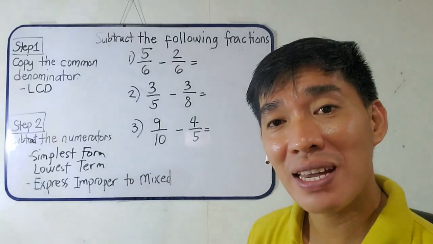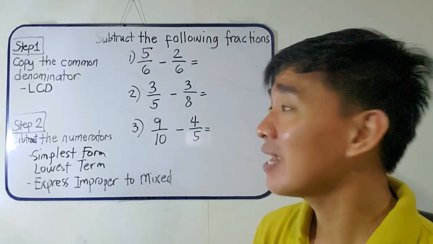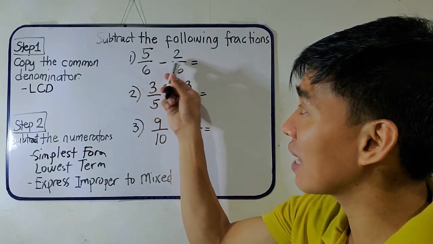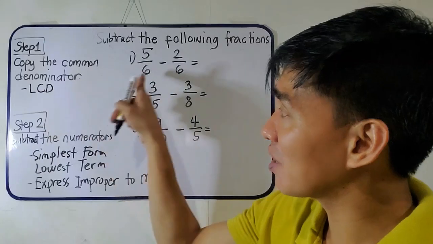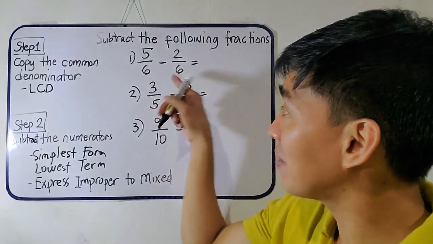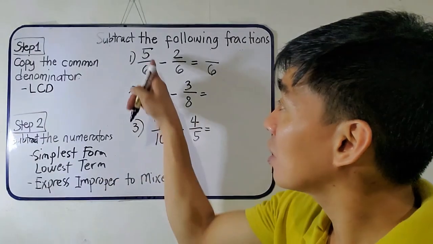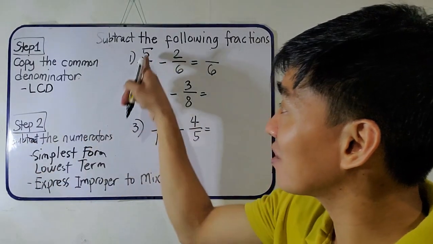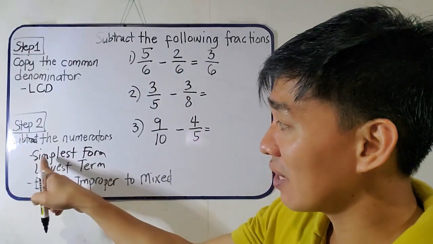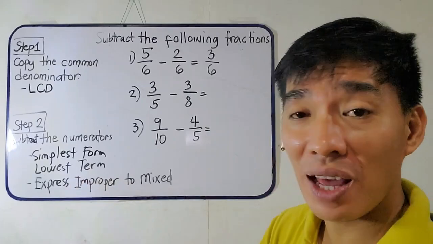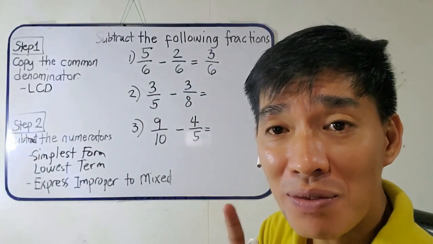Now let us look at the solutions and the answers of the following items. Let us now subtract 5/6 and 2/6. First step, copy the common denominator. I think they both have the same denominator, so they are common with 6. Then after that, you subtract the numerators. So 5 minus 2, the answer is 3. Next question, is the answer in the simplest form or in lowest term? Of course, 3 and 6, they still have a common factor.